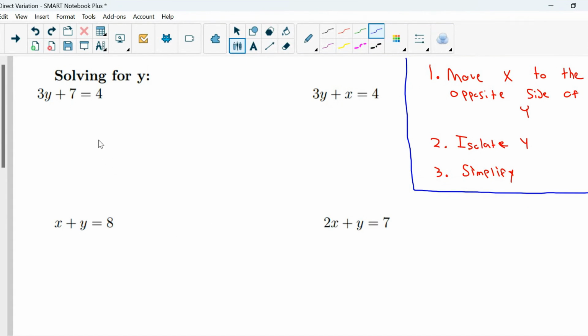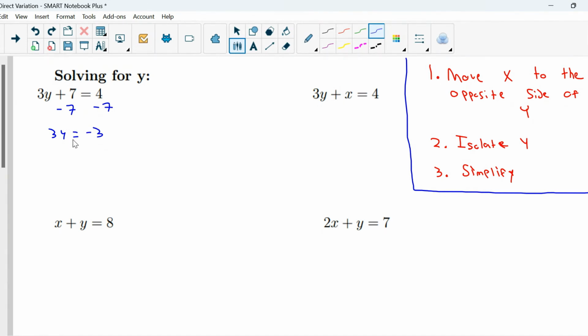So our key here is to isolate y. So remember, we have to follow our reverse PEMDAS. So let's start by getting rid of our constant 7. So we can subtract 7 from both sides. That leaves us with 3y equals 4 minus 7, which is negative 3.